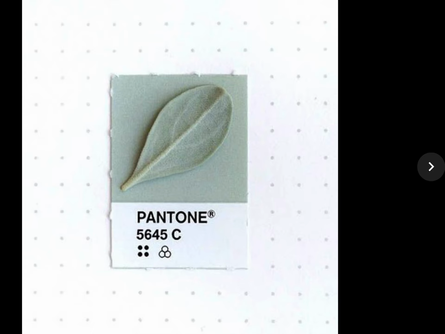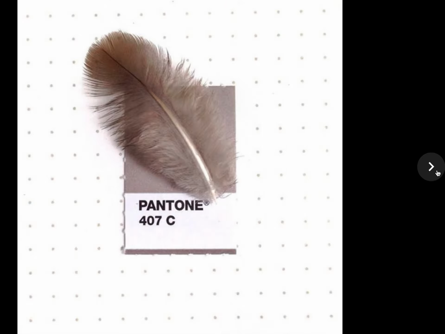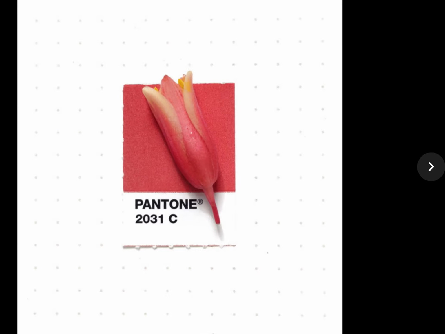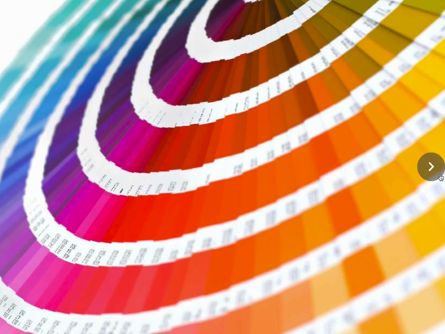So someone did a nice project where they found actual natural objects and then selected the matching Pantone color. And Pantone colors come in a very big swatch book, as you can see, with all the colors, and it looks again very much like the colors you see when you go to the hardware store.